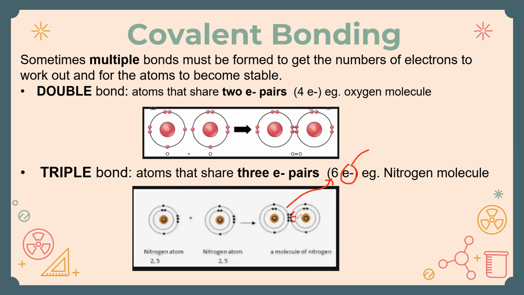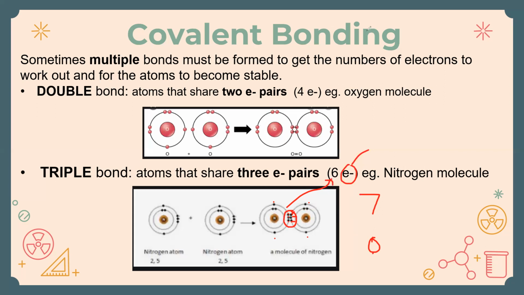Because we know that nitrogen has an atomic number of 7. And this was actually a question on your practical as well, if you remember. So you've got 1, 2 in the first shell, and you've got 5 in the second shell. That's where the 1, 2, 3, 4, 5 comes from. And then the 1, 2, 3, 4, 5. So they're just sharing those 3 pairs in the middle, and that allows both of them to be stable.